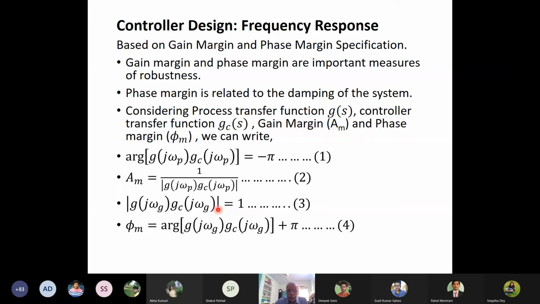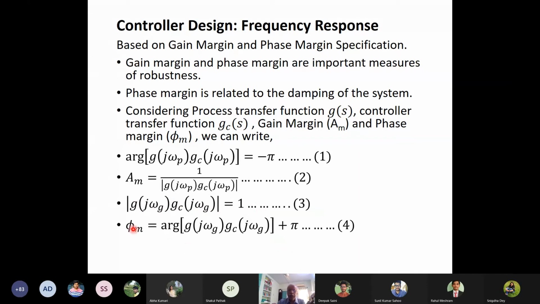At gain crossover frequency, the amplitude ratio should be equal to 1. So that way the gain crossover frequency is defined. I write these equations over here, where omega_g is the gain crossover frequency. So at gain crossover frequency, the amplitude of the open loop transfer function G_OL is equal to 1, which is basically the definition of the gain crossover frequency.